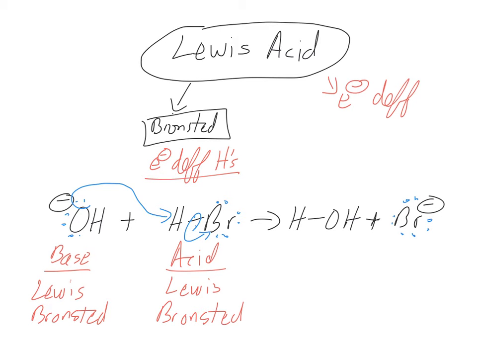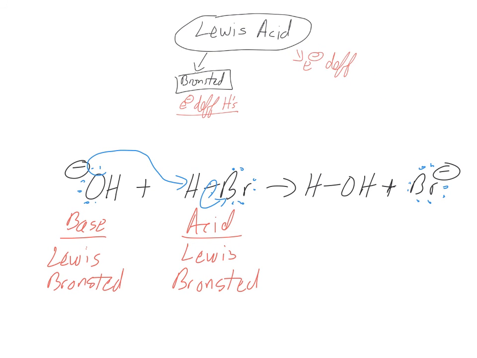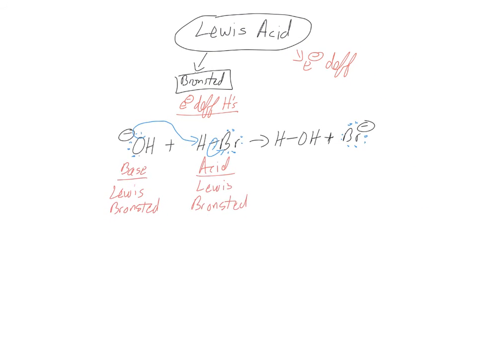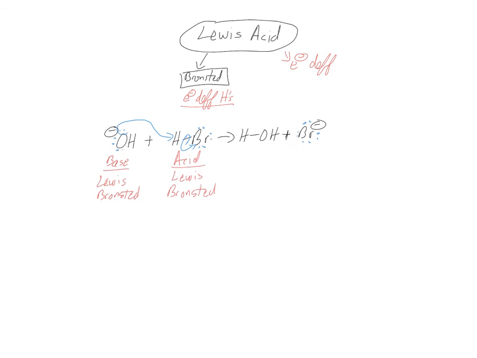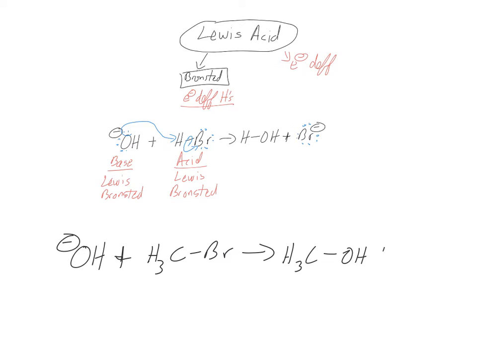It gets a little trickier when you look at other things that are different. So I'll shrink that down a little bit. What if I change the substrates? What if I use OH minus here, plus, in this case, I'm going to use CH3 with methyl bromide, and what it's going to give me is H3COH plus Br minus. Okay.